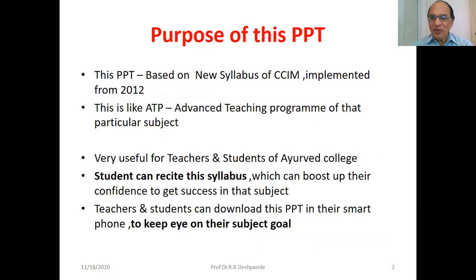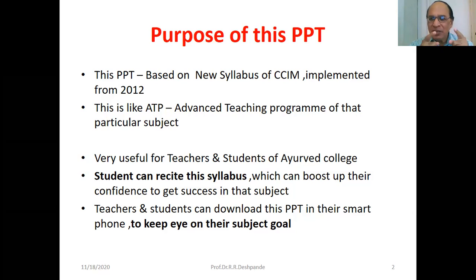Yes, the purpose of this PPT. The PPT is based on the new syllabus of CCI, Central Council of Indian Medicine, implemented from 2012. Although it may change in 2021-22, don't worry. Why? Because the essence of the syllabus remains for many coming years, even 50 years, I will say. The content essence will not change. The matter may go a little up and down here and there, but the original essence of the syllabus contents will never change.